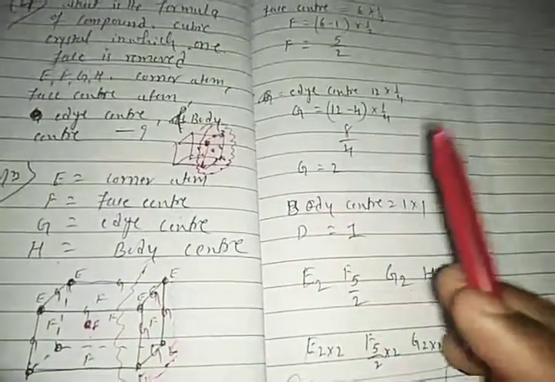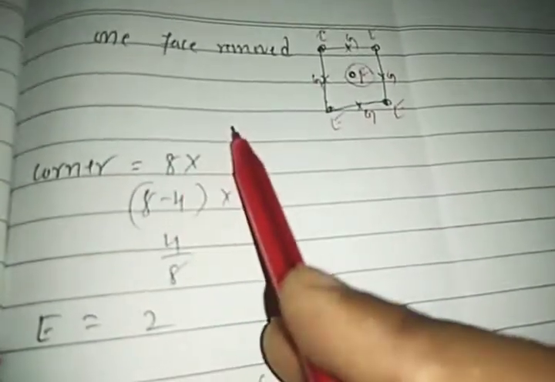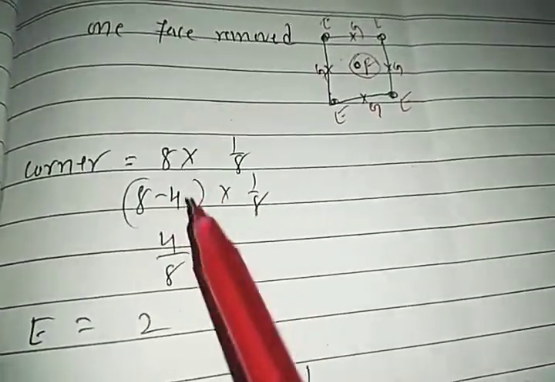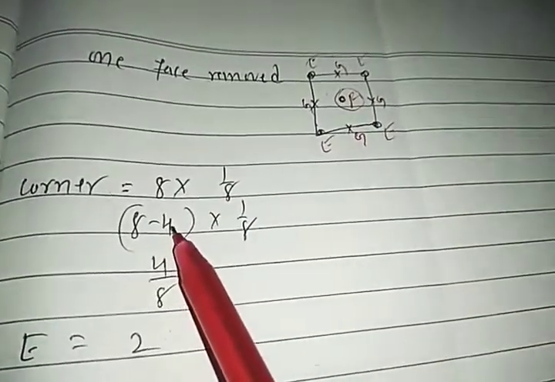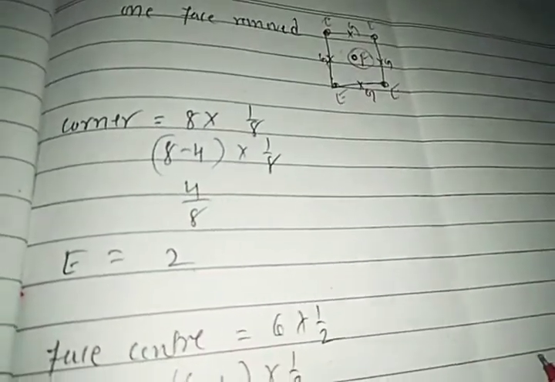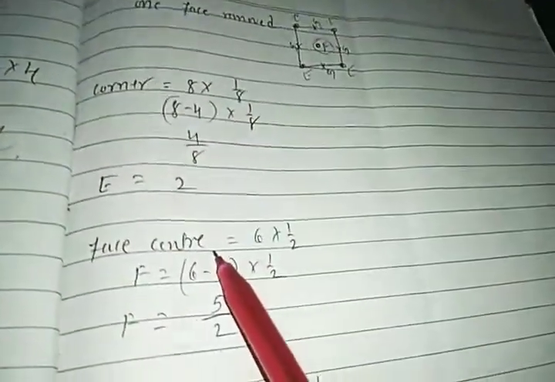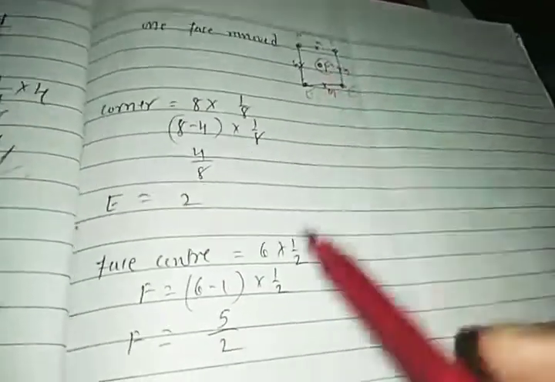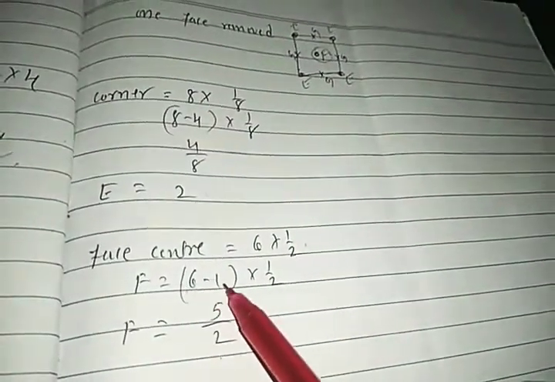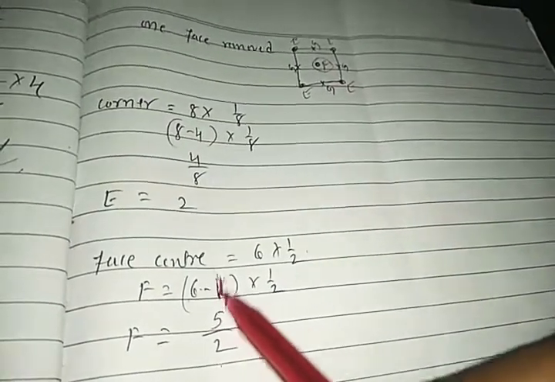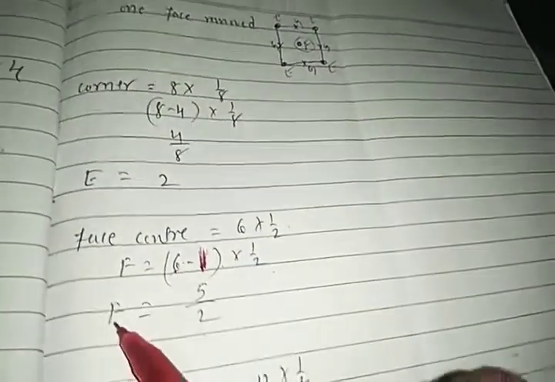So what is the formula? One face is dissociated, which means out of 8 corner atoms, 4 are dissociated. So corner atom 8 into 1 by 8, out of 8, 4 particles are removed. So 8 minus 4 into 1 by 8 contribution, so 4 by 8. The corner atom E is 2. Right. Face center. How many faces? One face in which one atom is present. So out of 6 faces, 1 face is removed. So 6 minus 1 into 1 by 2. That is F equal to 5 by 2.